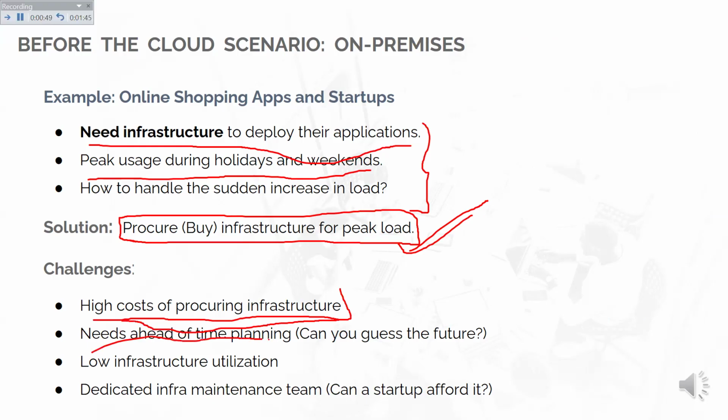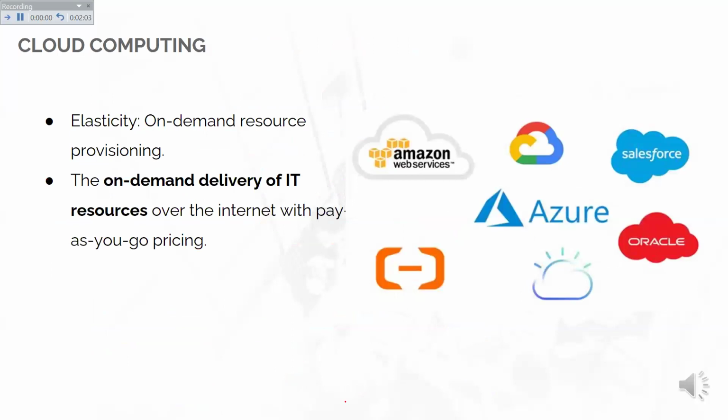You need ahead-of-time planning. You will have a team to plan that traffic load. You will have lower infrastructure utilization. Whatever you have purchased is not required after 1 week. And you need a dedicated infra maintenance team. As these are physical server devices, you will have to have a team who will manage your infrastructure, correct? So that kind of thing.